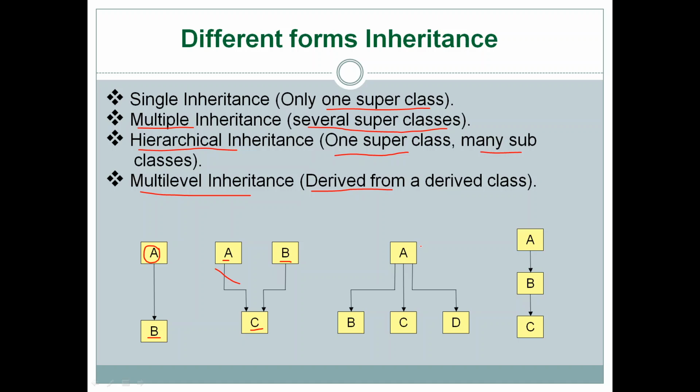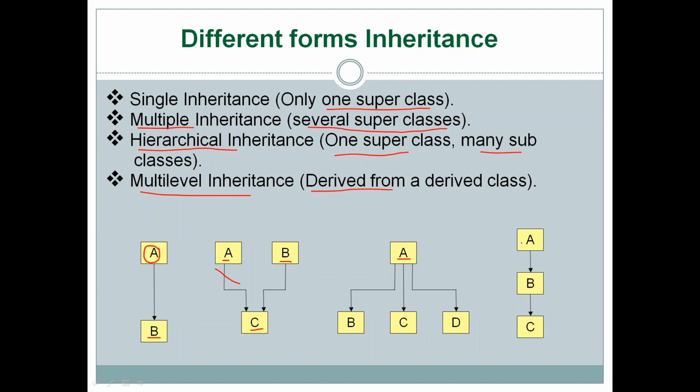Then hierarchical. Suppose we have classes A, B, C and D, and classes B, C and D all are inheriting from a single superclass, then it is called hierarchical inheritance. In hierarchical inheritance we have one superclass and many subclasses. You can see many subclasses. B, C and D are subclasses and we have only one superclass, that is A. Then it is hierarchical inheritance.